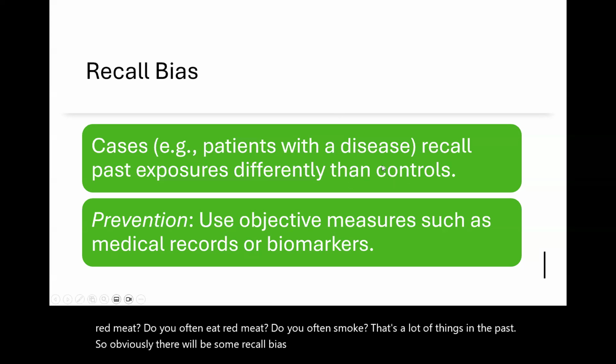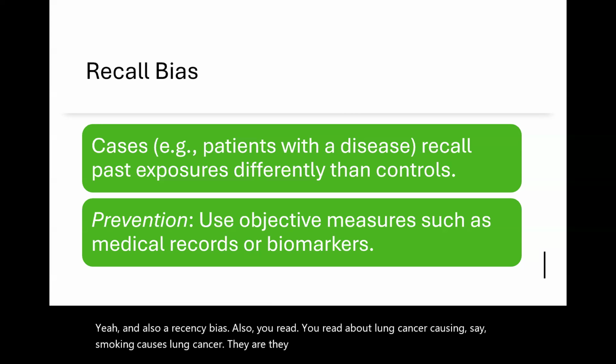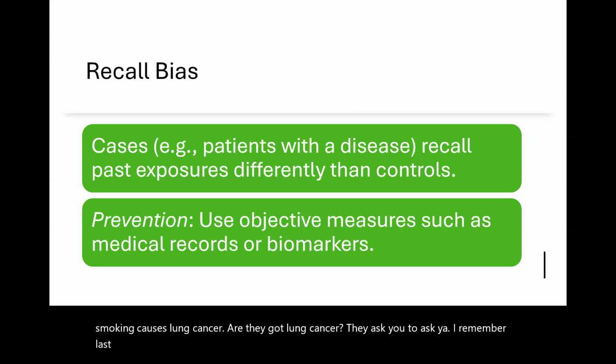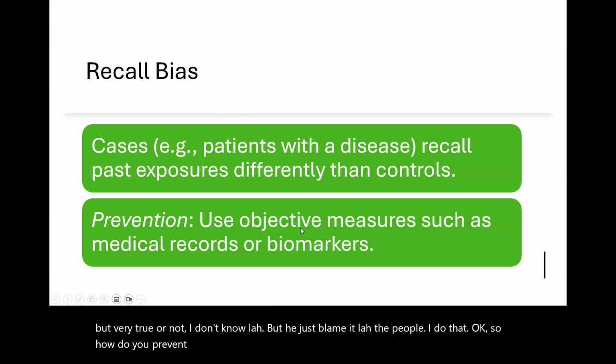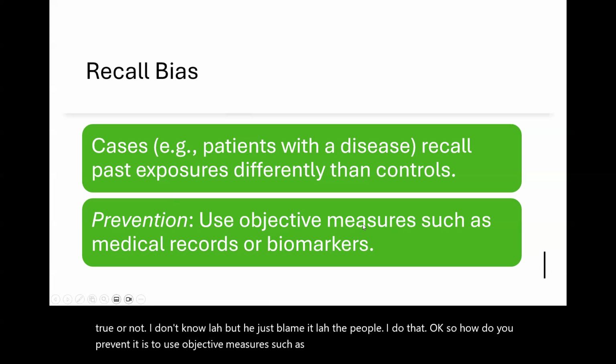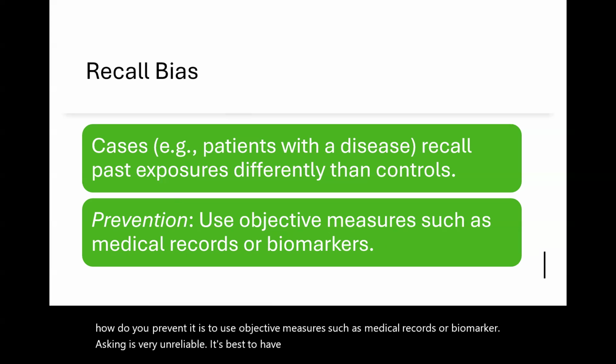Okay, and also recency bias. You read that smoking causes lung cancer, then you get lung cancer. When they ask you, you say, yeah, I remember last time this idiot always smoked in front of me. You see the recall bias. Whether it's true or not, I don't know, but he just blames it. People do that. So how do you prevent it? Use objective measures such as medical records or biomarkers. Asking is very unreliable. It's best to have some biomarkers.